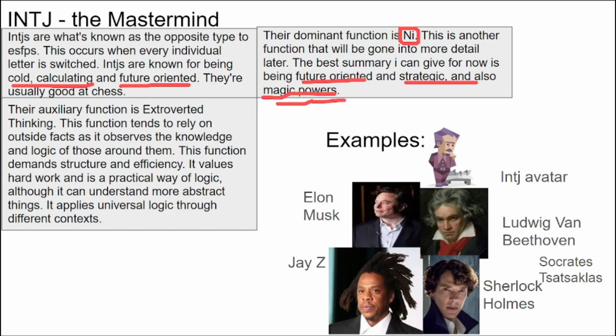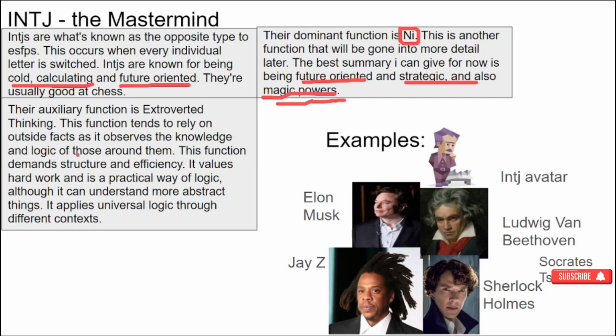You wouldn't leave your coat in the kitchen or something, because then you have to go all the way to another room and back. You'd leave it next to the door, because then you can put it on and then leave. That's what they're trying to do. They're trying to optimize how quickly you can do stuff. It values hard work and is a practical kind of logic, although it can understand more abstract things. Wait, no, that doesn't really make much sense, but I guess it's there. It applies universal logic through different contexts, right?